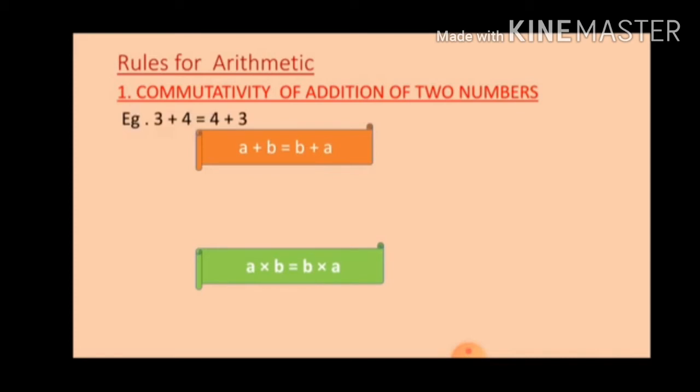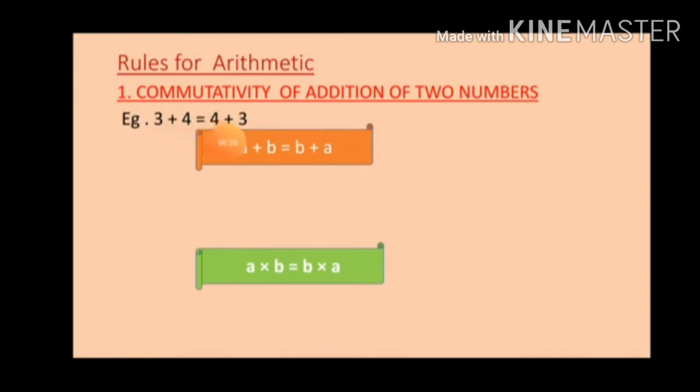So children, in this property we already learned that when we take any two numbers and change the order of those numbers, we get the same sum. So this is what is stated by this property. You can see the example on the screen: we have taken two numbers, let's say 3 and 4. When we take the sum of these two numbers on the left hand side, we got 7.